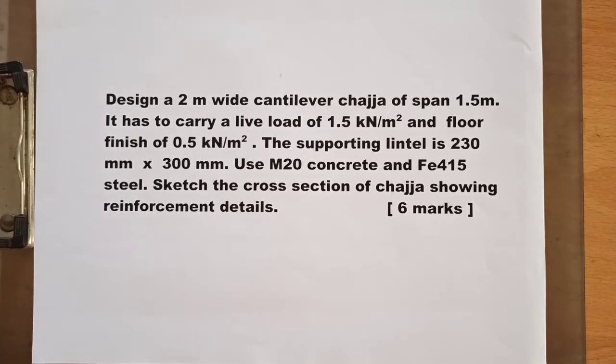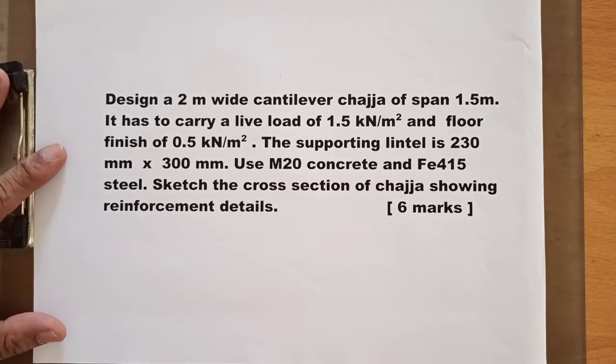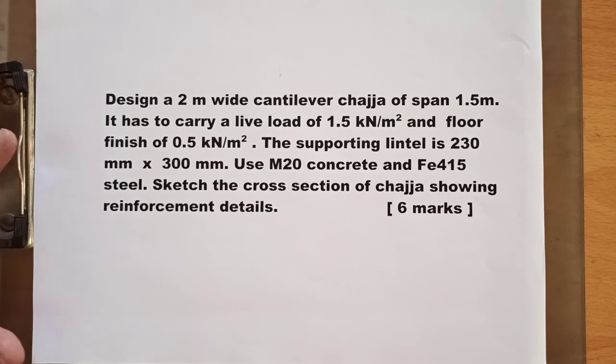Design a 2-meter wide cantilever chhajja of span 1.5 meter. It has to carry a live load of 1.5 kilonewton per meter square and floor finish of 0.5 kilonewton per meter square. The supporting lintel is 230 mm by 300 mm. Use M20 concrete and Fe415 steel. Sketch the cross section of the chhajja showing reinforcement details. Now this is the problem asked in MSBT exam for 6 marks.